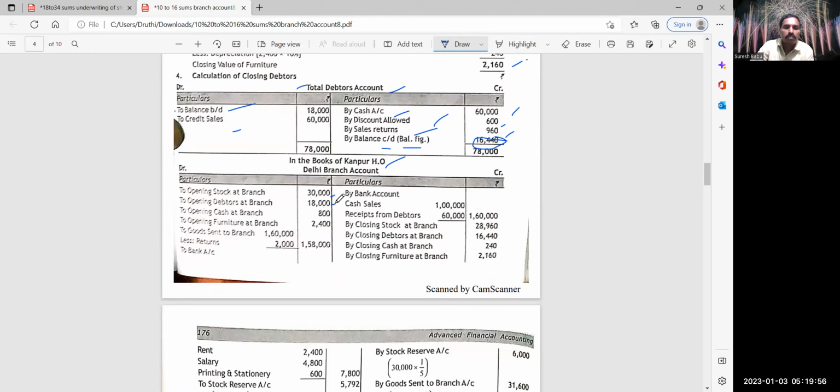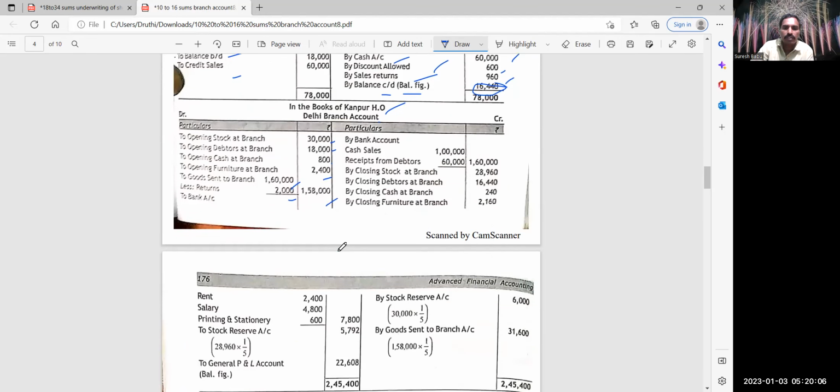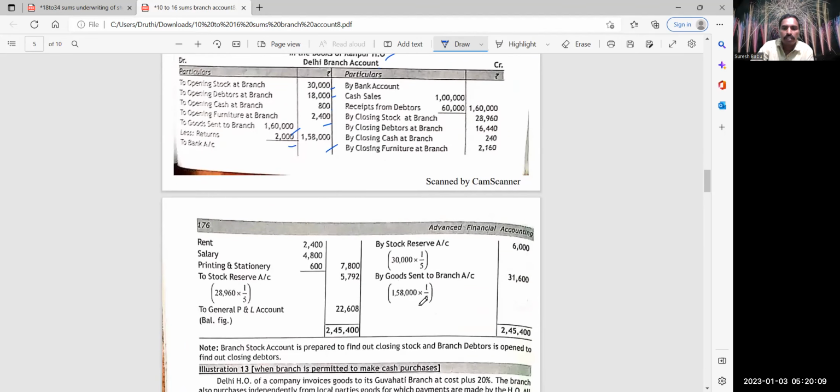So in the books of Kanpur head office, Delhi branch account. Opening stock 30,000, opening debtors 18,000, opening petty cash 800, opening furniture 2,400, goods sent 1,60,000 minus 2,000, 1,58,000 net goods sent. On the credit side, by goods sent to branch, that is 1,58,000. How much, 1/5? They have given 1/4 because it is cost, now it is the sales price, that is the invoice price. 31,600 is what? Profit. Profit included in goods sent to branch. Similarly, expenses, that is 7,800.